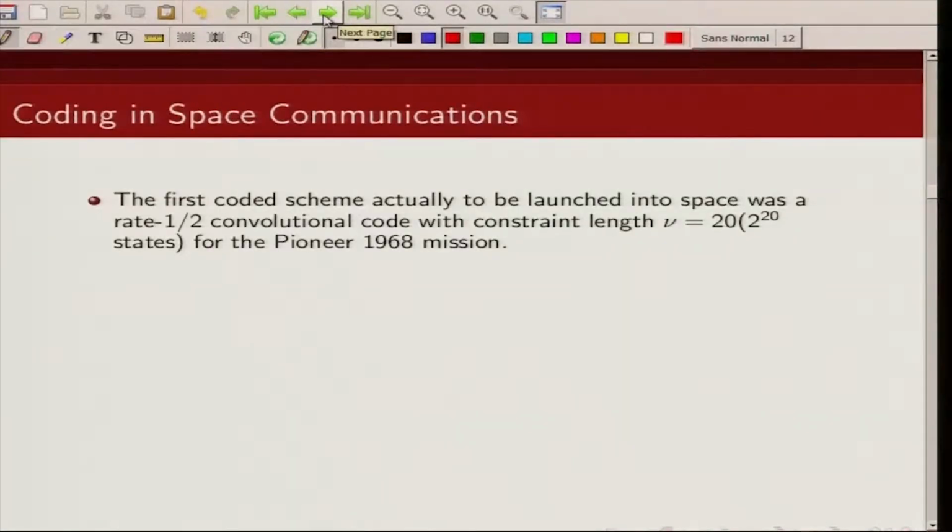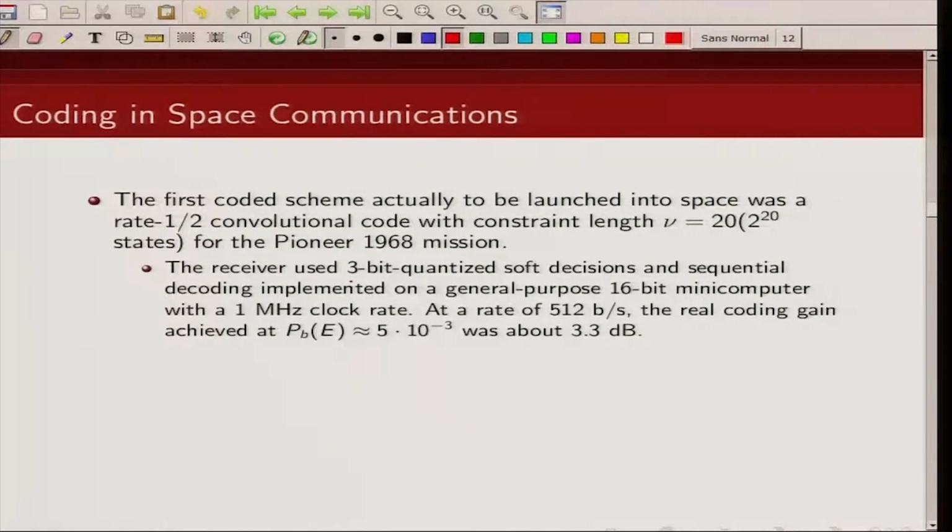So let's start with applications of convolutional codes. The Pioneer mission was in 1968, and they used a rate half convolutional code which has a constraint length of 20. So there were 2 to the power 20 states, and they used sequential decoding to decode this code. The receiver used a 3-bit quantized soft decision, and it was implemented on a 16-bit minicomputer. It provided a coding gain of about 3.3 dB.